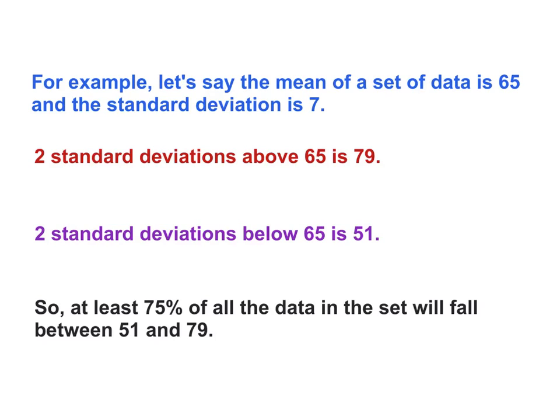If we ask for 3 standard deviations, so now I move further away from the mean. In this case, 3 standard deviations would be 21. So I'd tack another 7 onto 79, that's 86. Take another 7 away from 51, that's 44. So now 89% or 88.9% of the data is encapsulated in that range from 44 to 86.